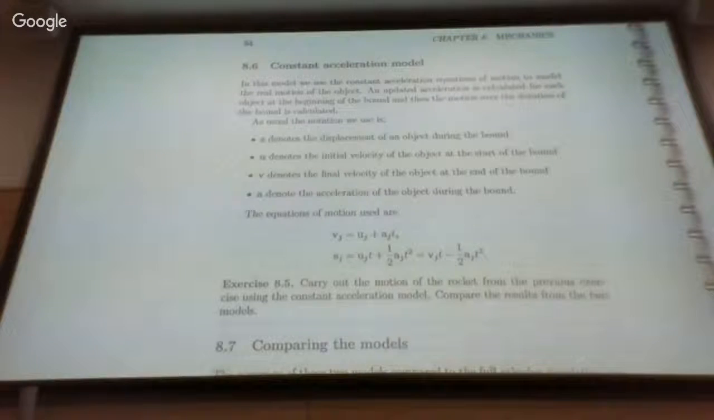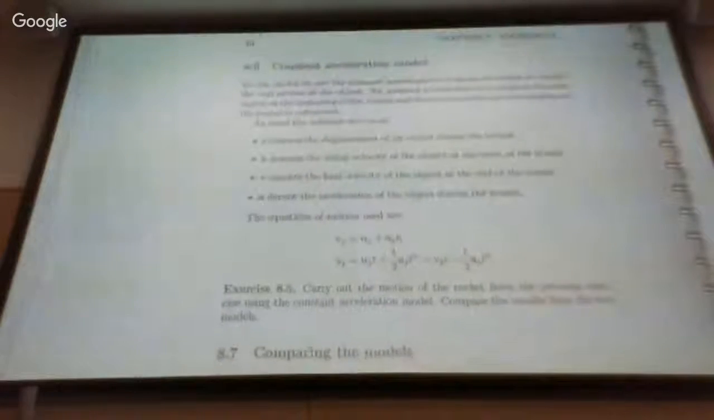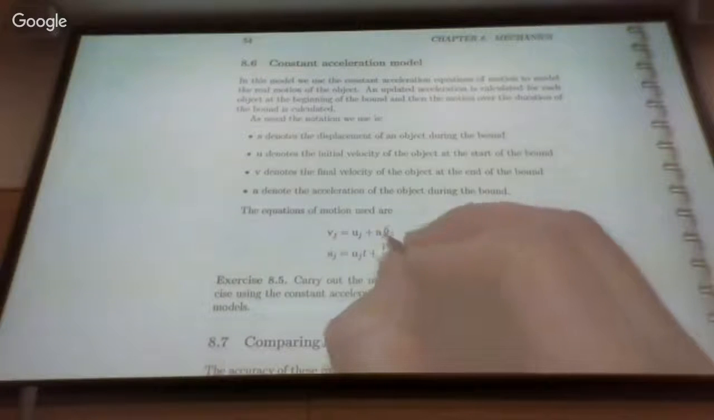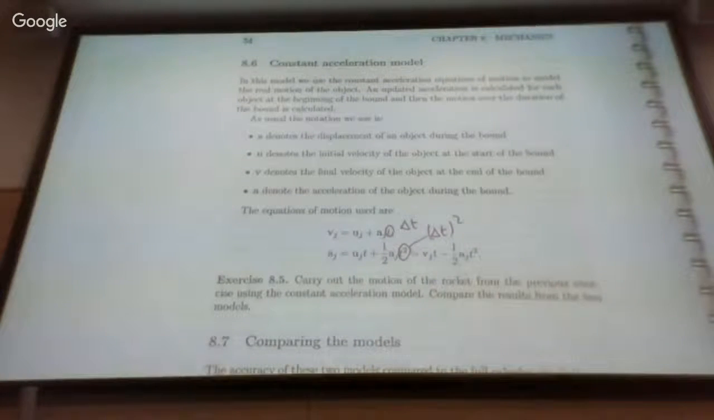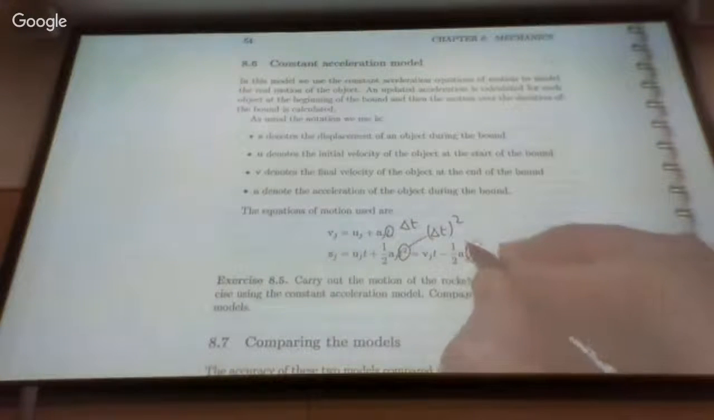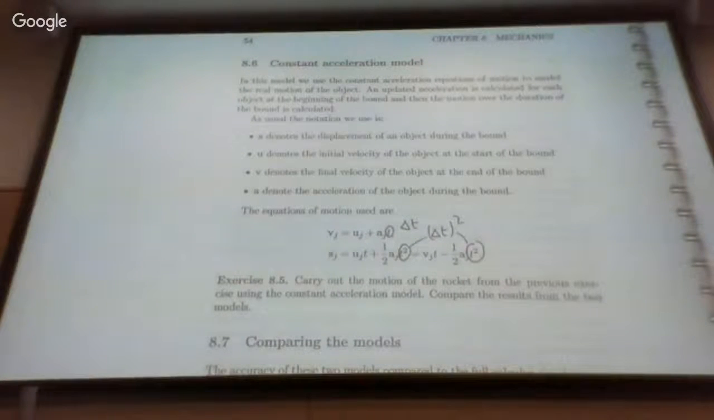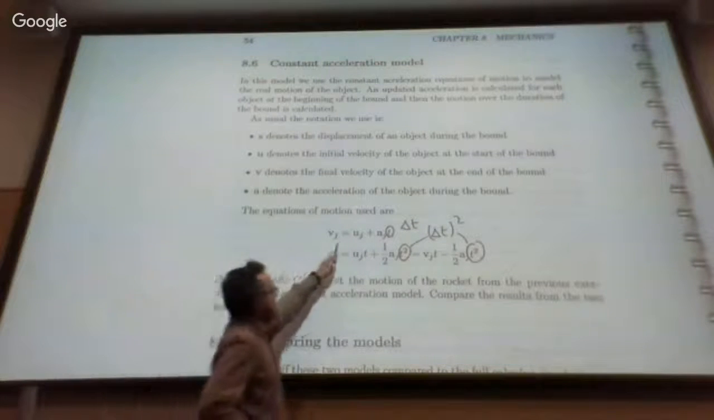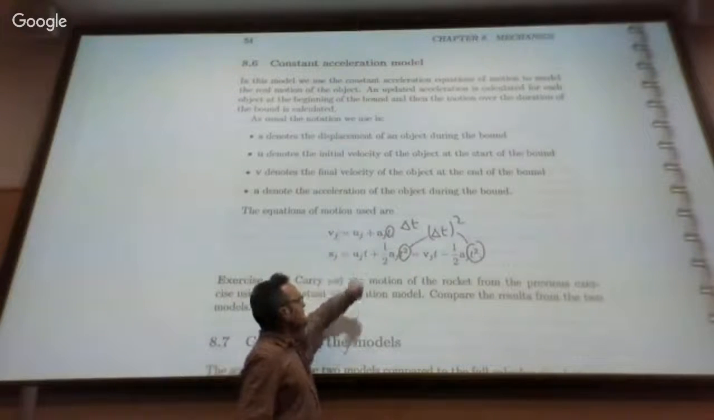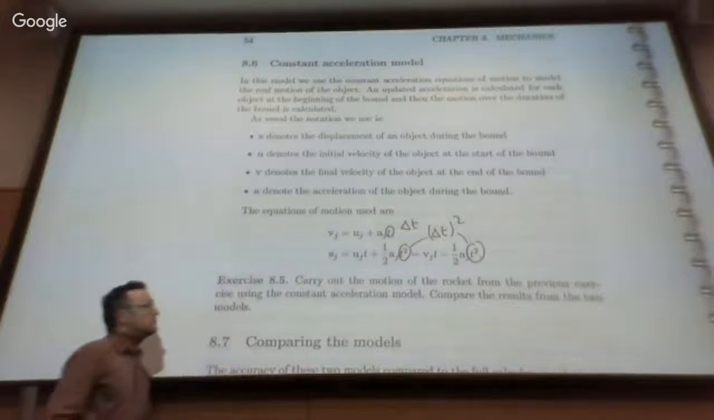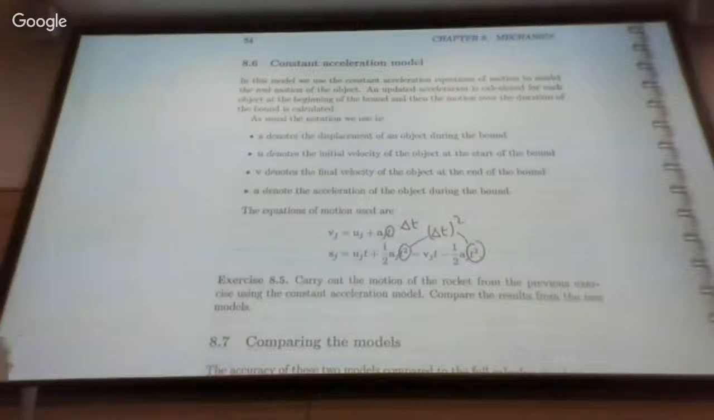Like the previous equations, these equations probably should have delta t rather than t. Delta t, the time bound. So it should be delta t squared. The velocity of the object at the beginning of the bound is uj, its velocity at the end is vj, and this is the relationship: vj is the initial velocity plus the constant vector times the time period, delta t.